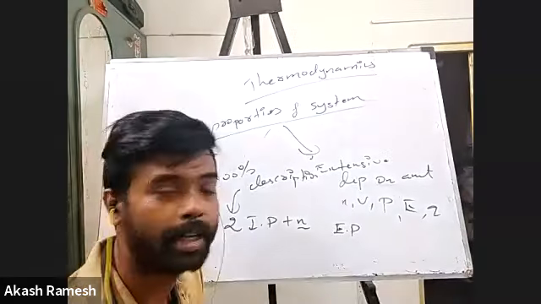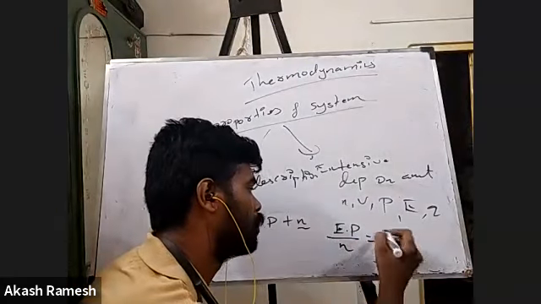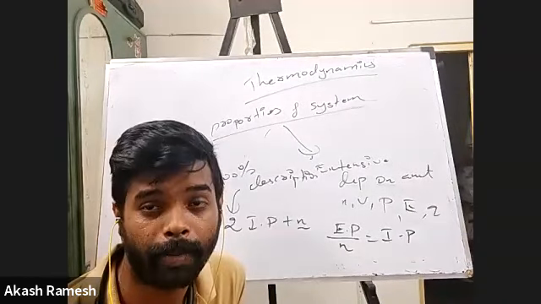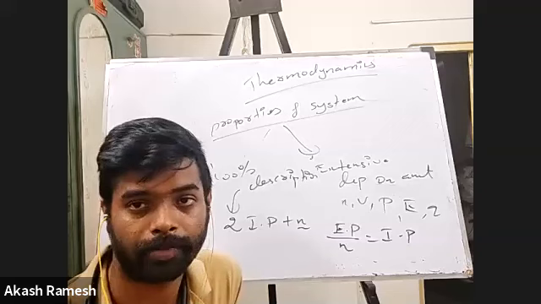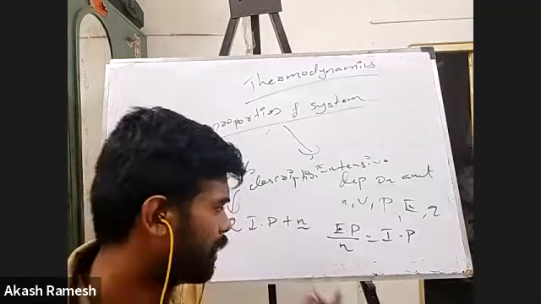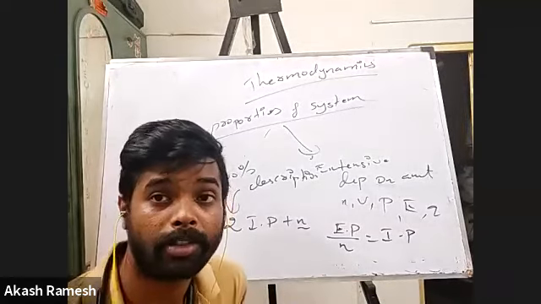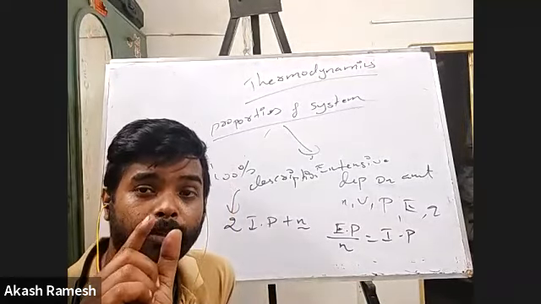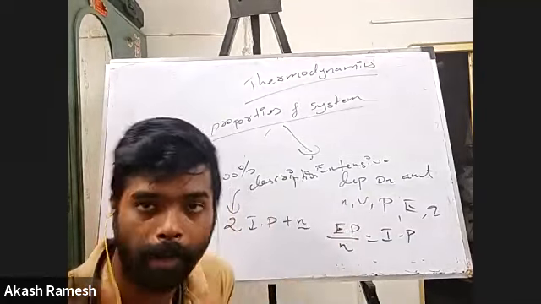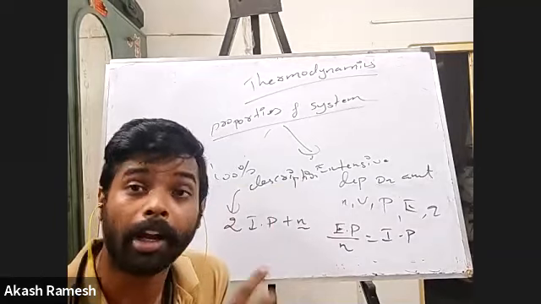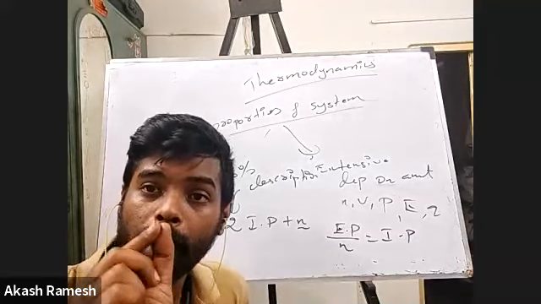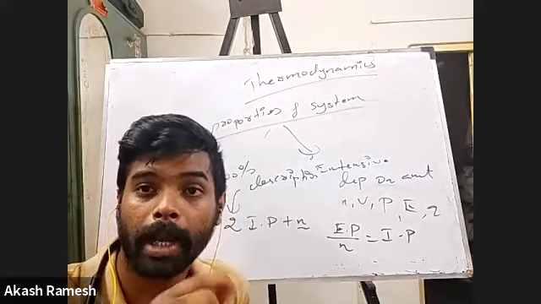Any extensive property, if you divide it by the number of moles, you are going to get an intensive property. Any extensive property divided by the number of moles will give you the intensive property. Why am I dividing by the number of moles? Extensive properties depend upon the amount. By dividing by the number of moles, I'm making sure that the amount is constant. Everything is going to become per mole.